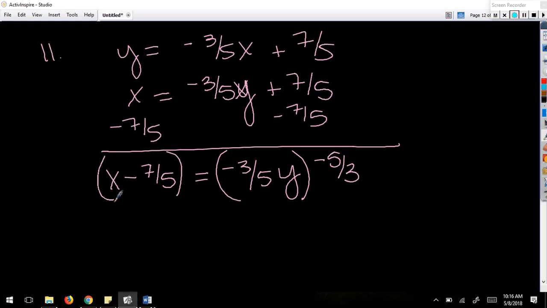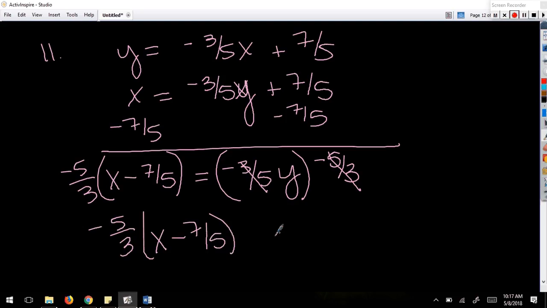Now remember, I'm not actually going to do it over here on the left side. That cancels. When you multiply by a flip, it cancels. It gets rid of it. It's the same as dividing. So negative 5/3 x minus 7/5 equals y. That is the inverse. And I am good with you leaving it like that.